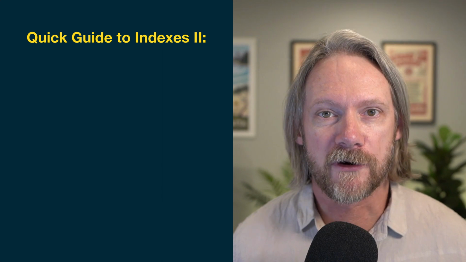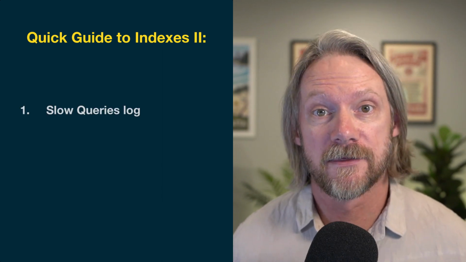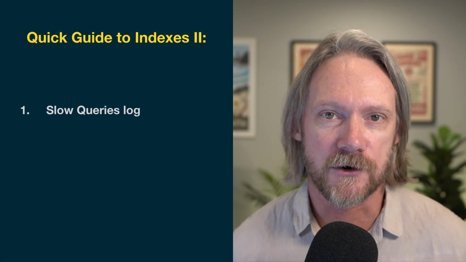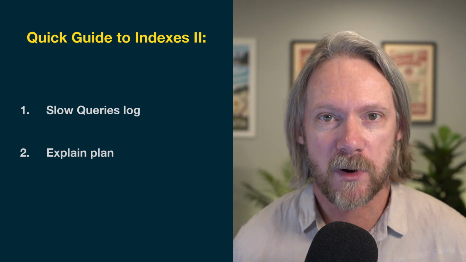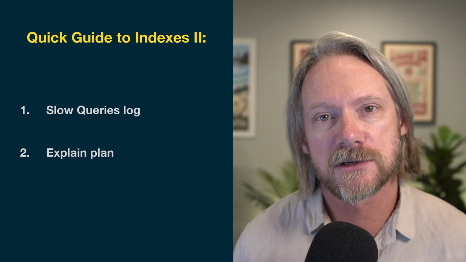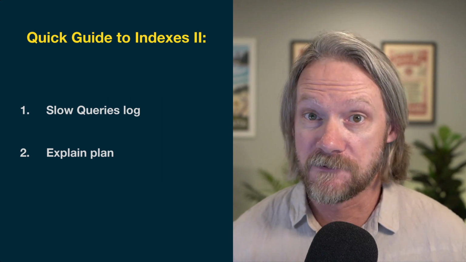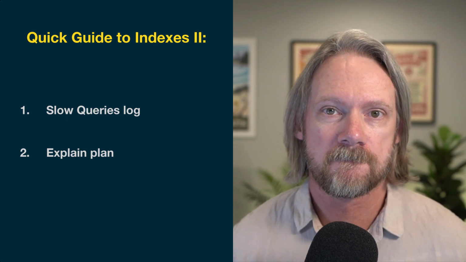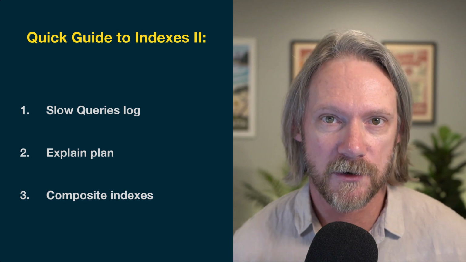So we're going to look at three main things here. Firstly, the slow queries log. This will enable us to determine for which queries we need an index. Second, we're going to examine the explain plan. So that means we're going to take a closer look at the query itself to determine if an index was used, if so, which one, and also what part of the index was used. And third and lastly, we're going to take a look at composite indexes in a little bit more detail.